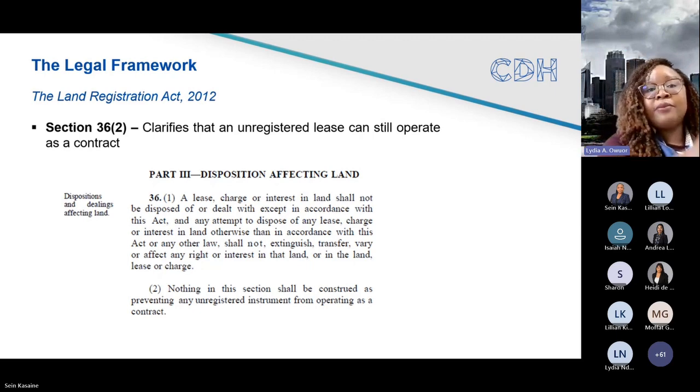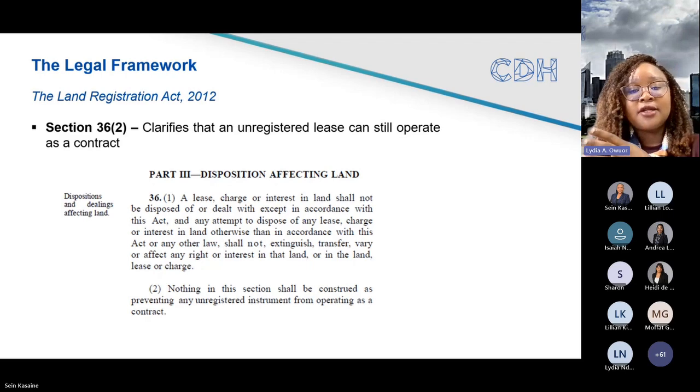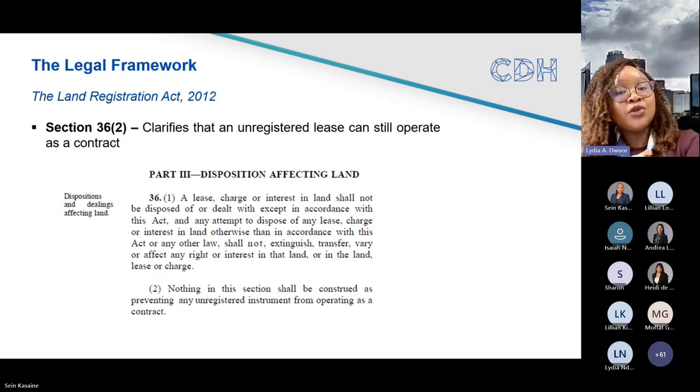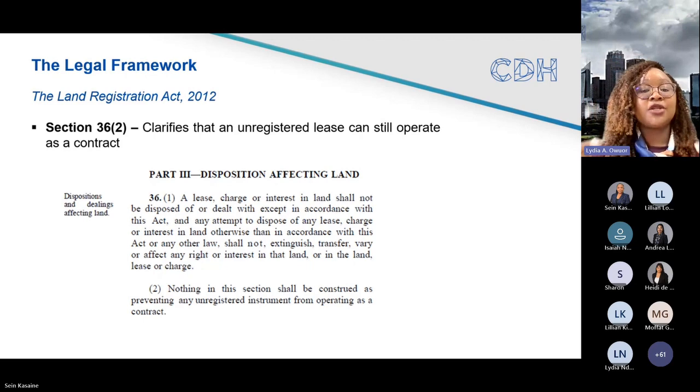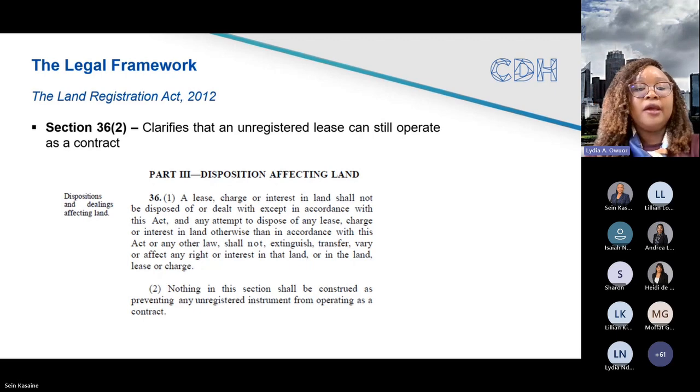I've established which leases ought to be registered by virtue of interpretation of Section 58(3). I have defined what constitutes a lease. I have discussed the effect of registration. And now we are looking at Section 36(2), which says that nothing shall be construed as preventing any unregistered instrument from operating as a contract, right?